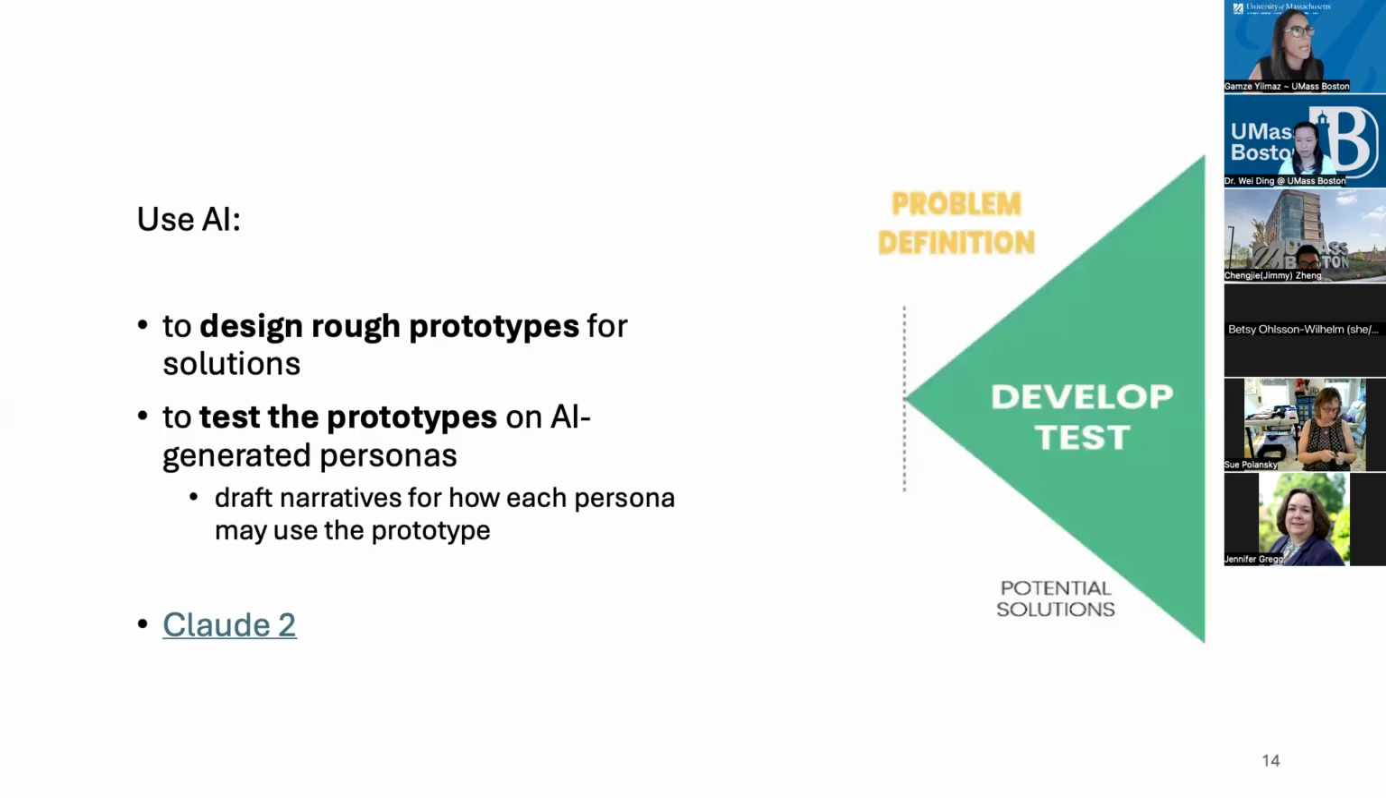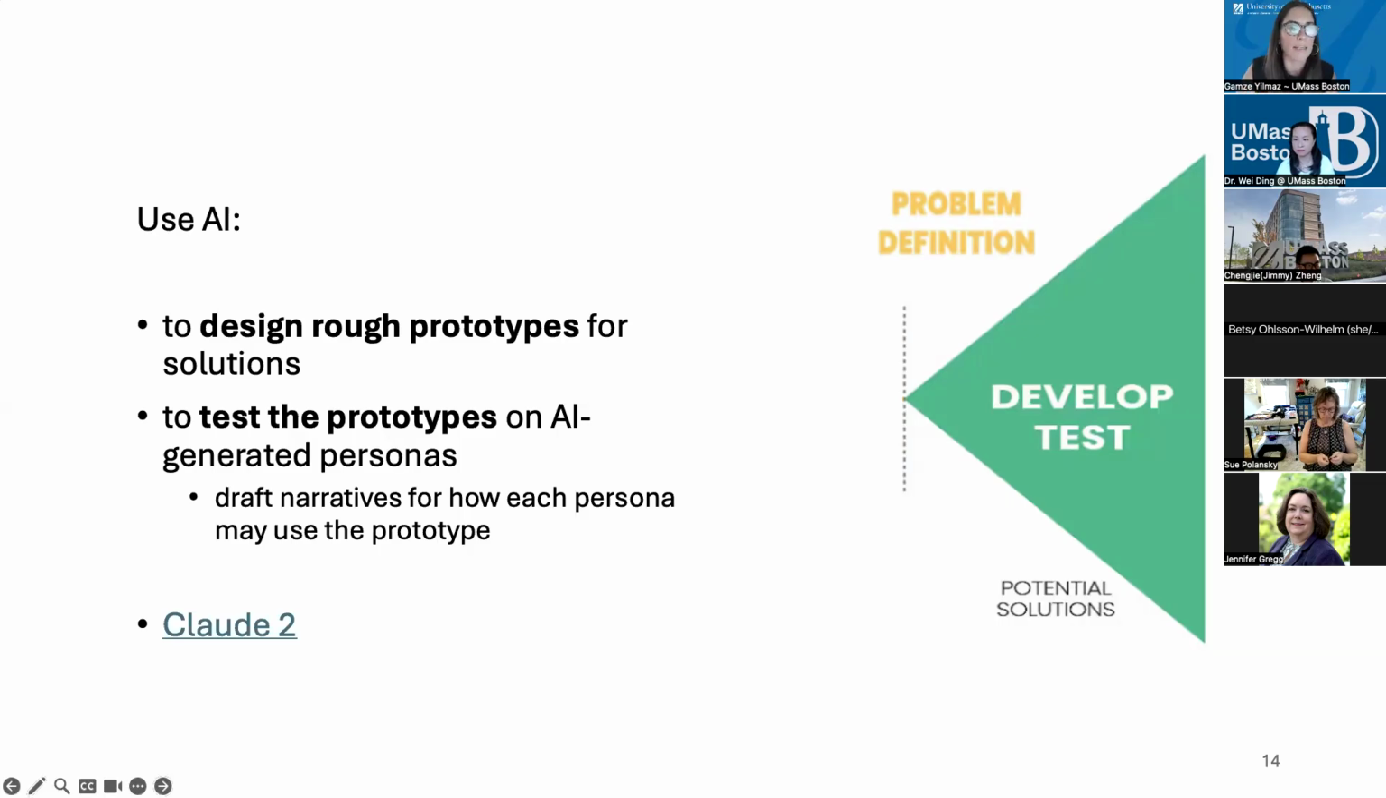So we can use AI to design rough prototypes for solutions. We can also test these prototypes on AI-generated personas. So we can ask it to simulate what a specific group would do, for example, in our problem, how do you think an international student will navigate this intervention, or how a veteran student will experience this? So this will give me a lot of ideas about how these students will differently approach this solution.